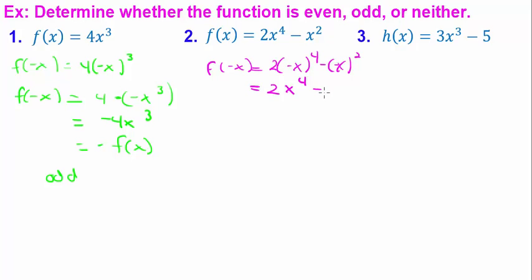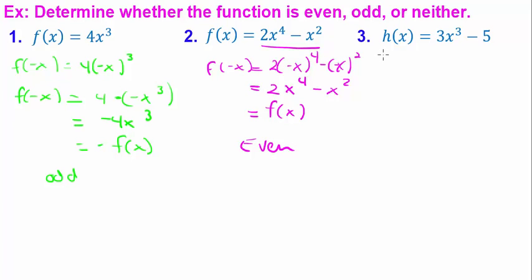So same thing, negative x to the second, a negative times a negative is a positive, so this will just be simply x squared. So is this the same, exactly opposite, or is it something completely different? Well, this happens to be the exact same as f of x, what we were given, which is 2x to the fourth minus x squared, so therefore this is even.